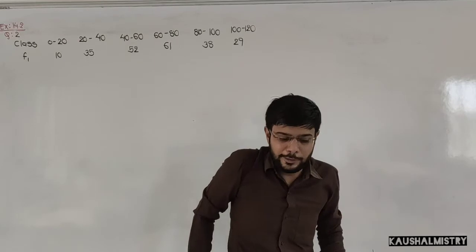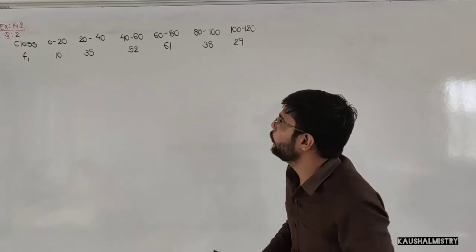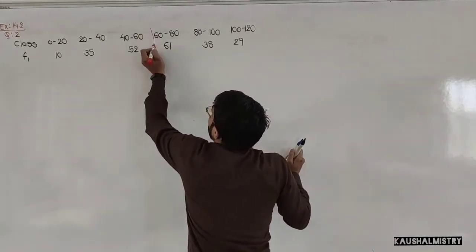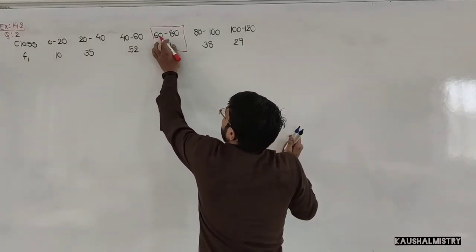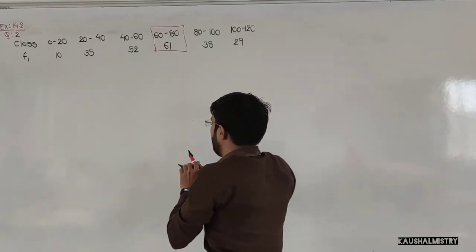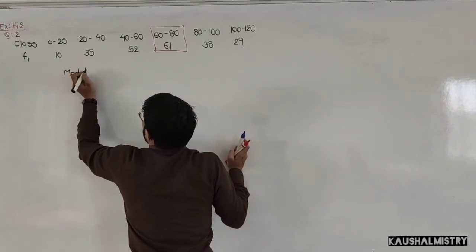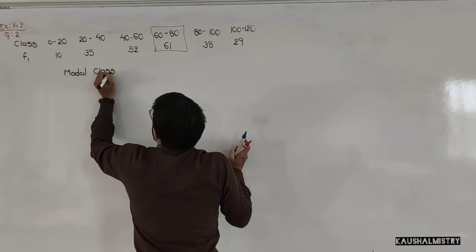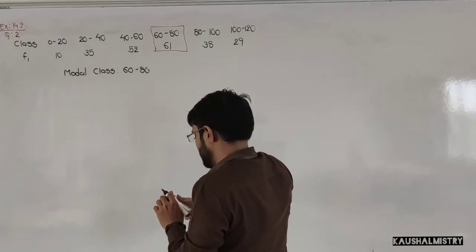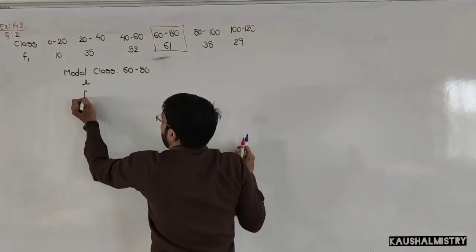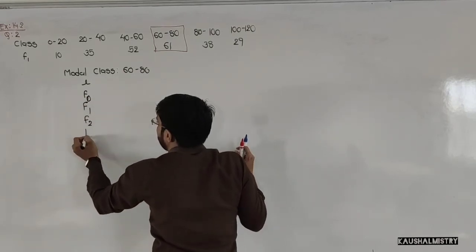That means we have to find mode, and if we want to find mode, then we have to find the modal class. And modal class is where frequency is maximum. So here in this data, 61 is maximum at the class 60-80. So modal class will be 60 to 80. Now we have to find L, F0, F1, F2 and H for finding mode.